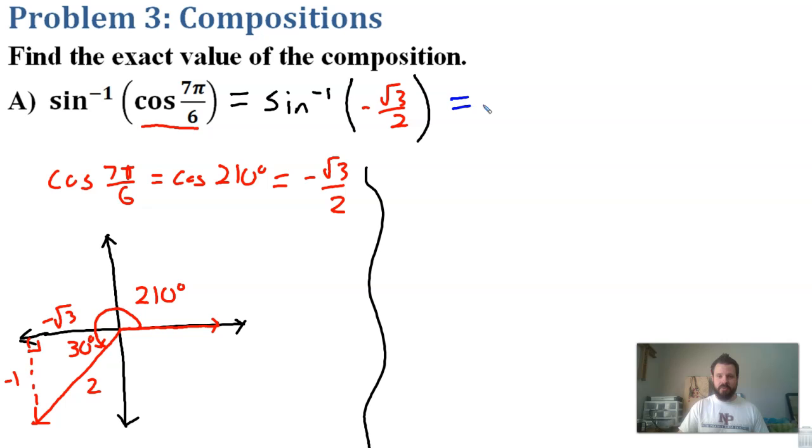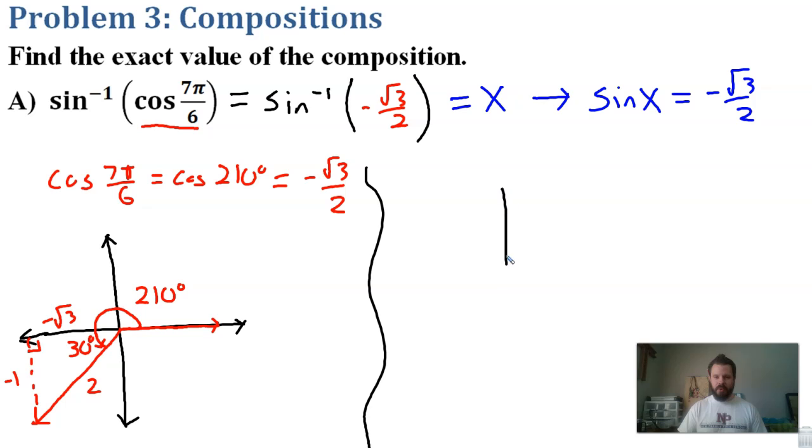Let's say that that's equal to some value x. Sine inverse of negative root 3 over 2 is equal to some angle x. And that means the same thing as the regular sine of x is equal to negative root 3 over 2. So again, we'll go to our angles in standard position. And this time, since I'm talking about an inverse, I am restricted to certain parts of the coordinate system. I do have to stay between negative pi over 2 and pi over 2.